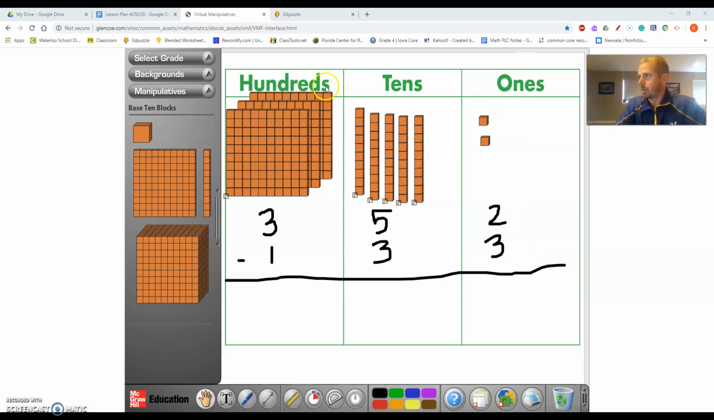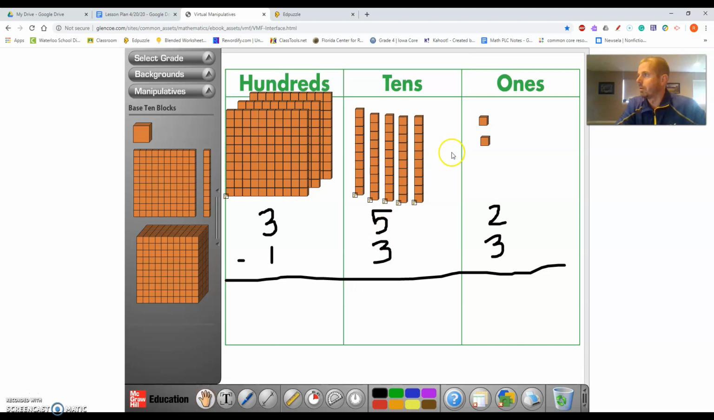Very important to make sure to line up each place value. So my ones are lined up, my tens are lined up, and my hundreds are lined up. When we do a standard algorithm, whether it's addition or subtraction, we start with the place the furthest to the right. In this case, it's our ones place. Now, can I take 3 away from 2? 1, 2, nope, there's not enough there.